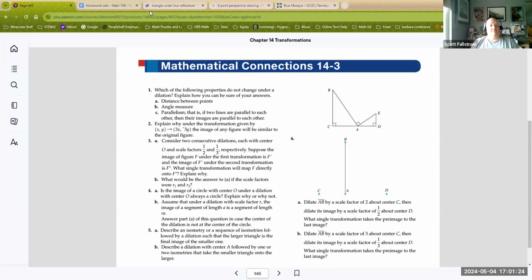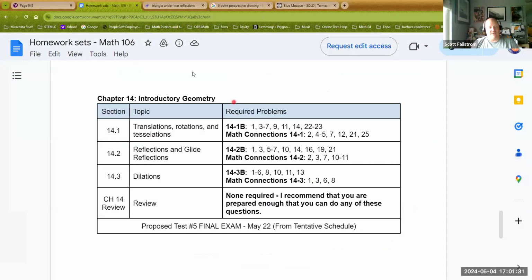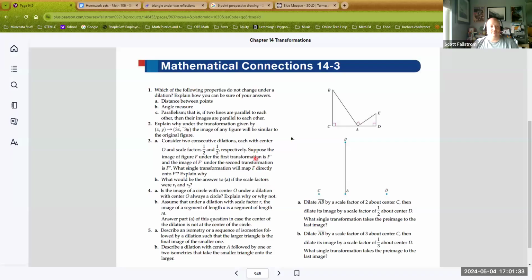Folks, this is it. Math connections. Math connections 14.3. Let's take a look. 1, a 3, a 6, and an 8. That's not that many. We're going to start jumping in.